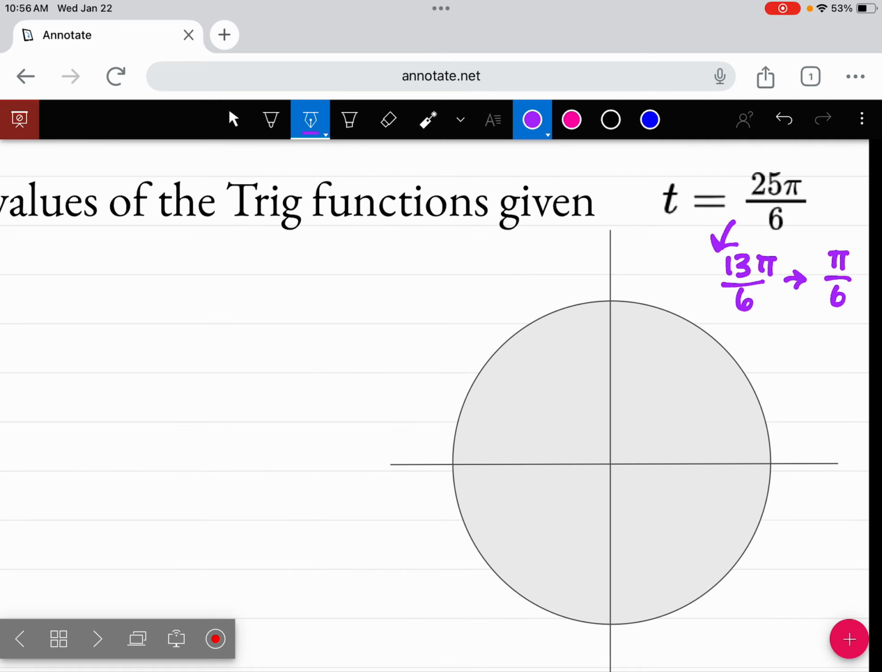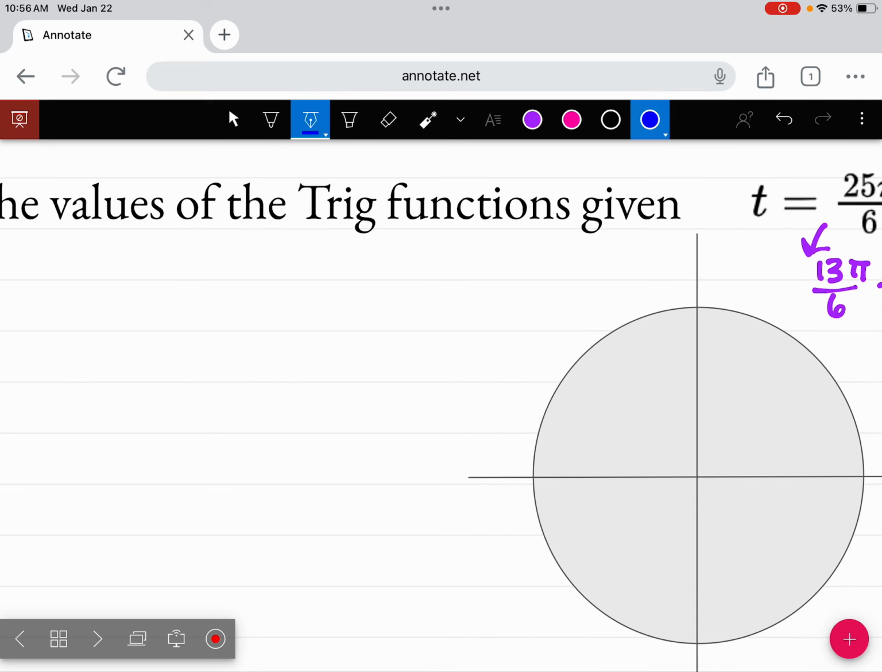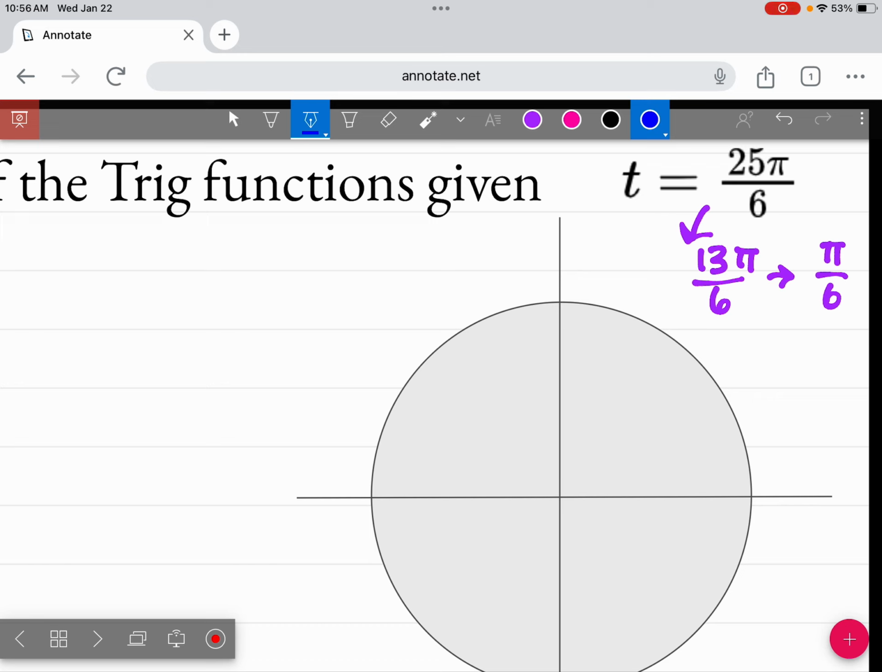Taking away 2 pi. So I'm subtracting 12 pi over 6. So 25 pi over 6, and we want to take away 2 pi. But I need a common denominator. So instead of writing it as 2 pi, I'm going to put it as 12 pi over 6. It means the same thing, right? Why are we taking away 2 pi and then changing it to 12 pi? It's 12 pi over 6 to get to a common denominator.